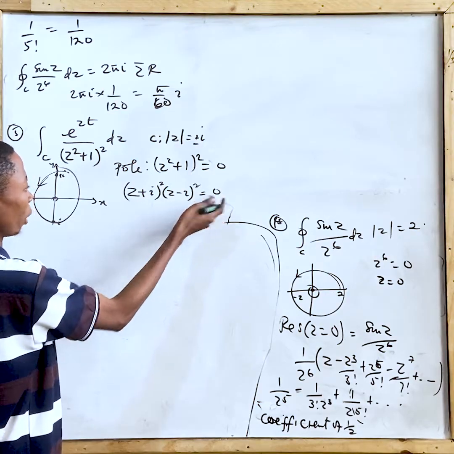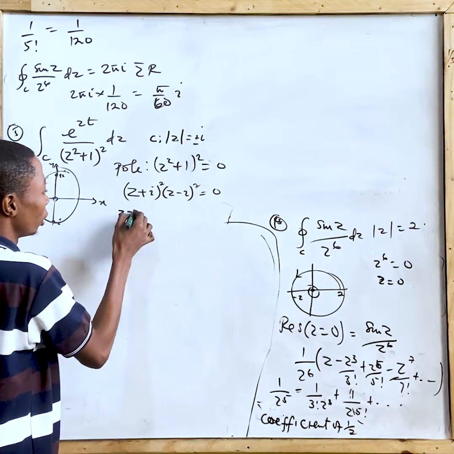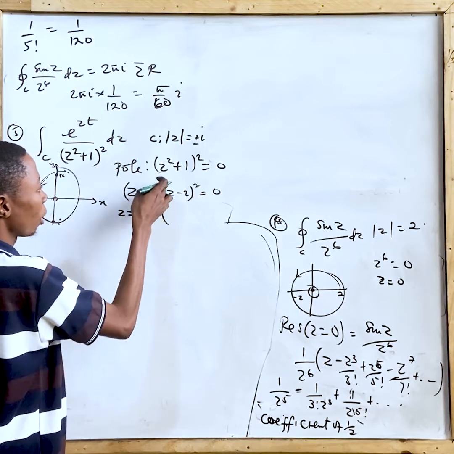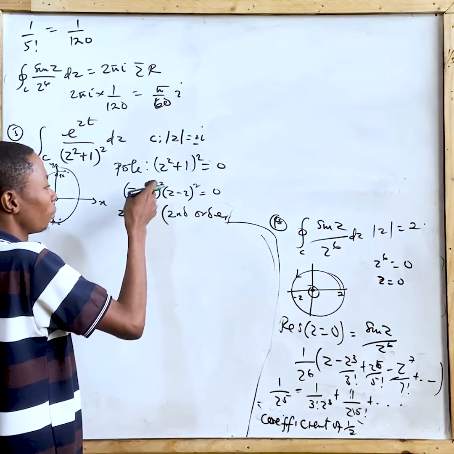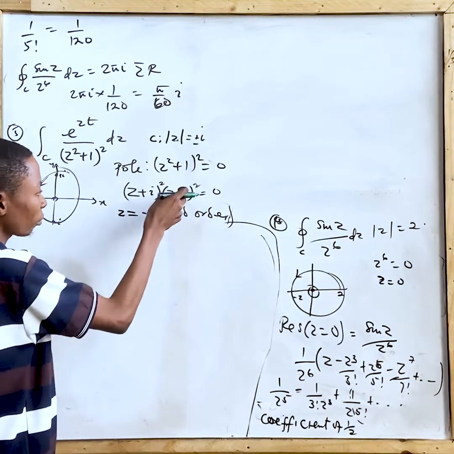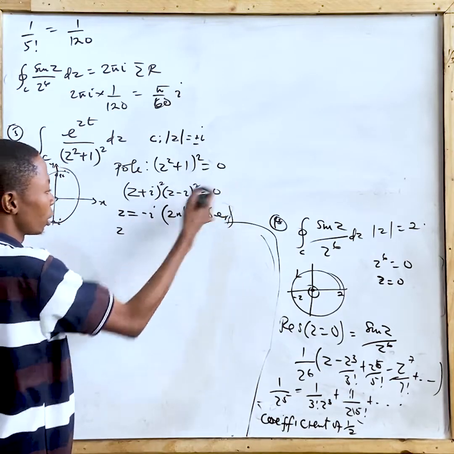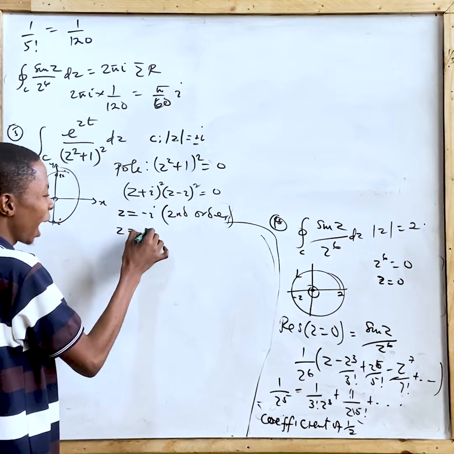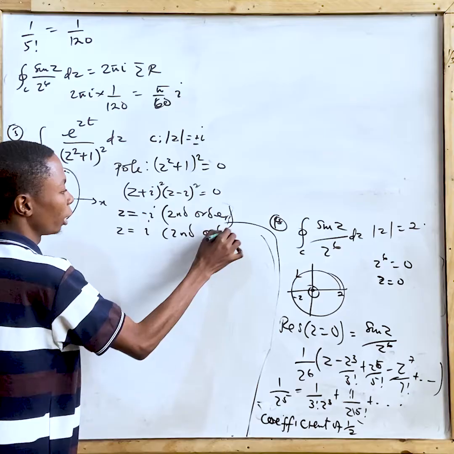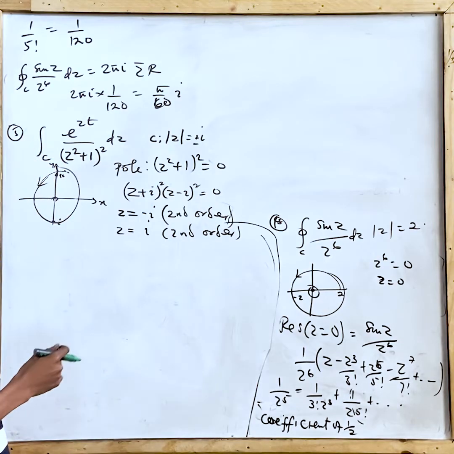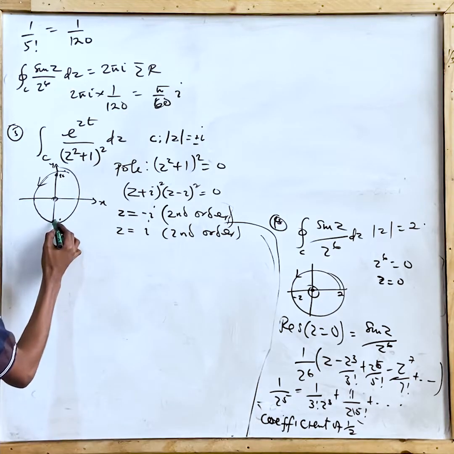If (z plus i) all squared equals 0, this one will give me z equals minus i. And what is the pole of this? This is a pole of second order, because I'm having z plus i in two places. And for the second one too, if (z minus i) all squared equals 0, that will give us z equals i. That one too is a pole of second order.